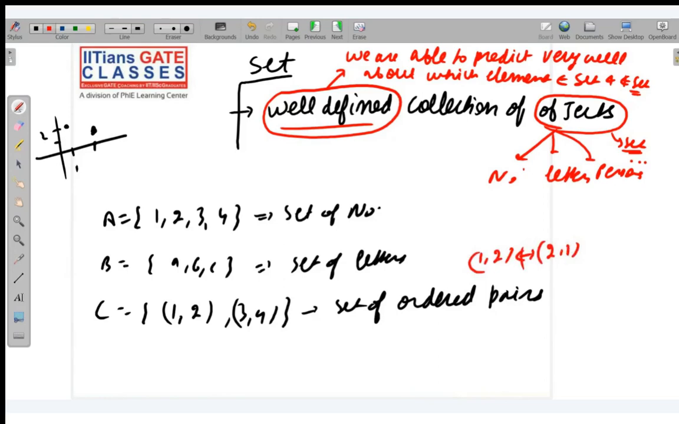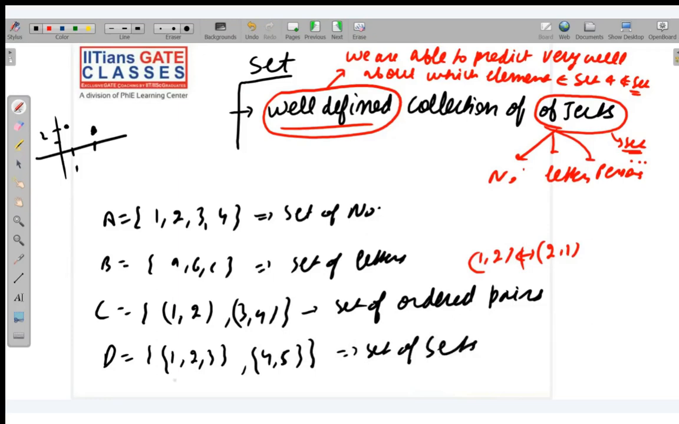Okay, so next is set D. Set D has the sets {1, 2, 3, 4} and {1, 2, 3, 4, 5}. So what is this? A set of sets. So these are two sets, and these are elements of this. So there is no problem in these things. Let me jump to the next slide.